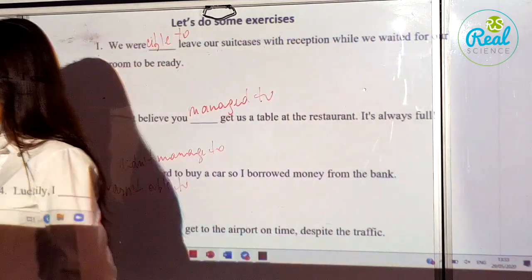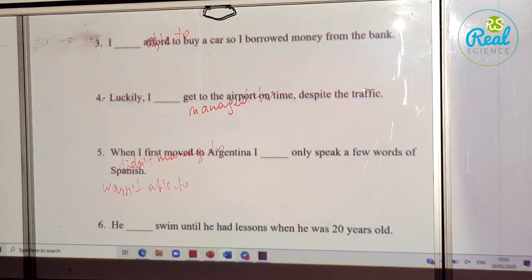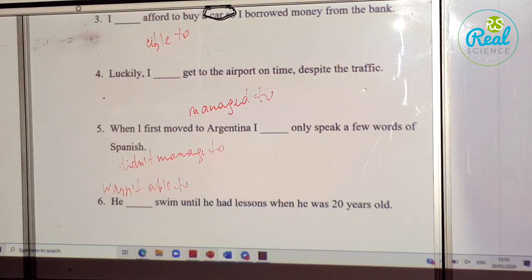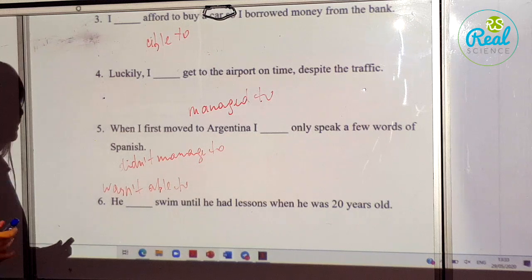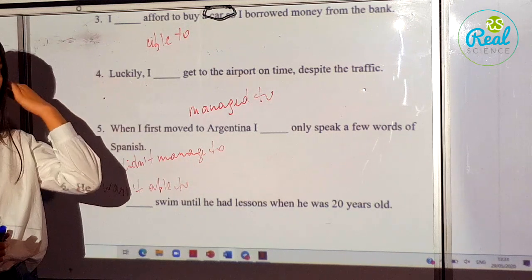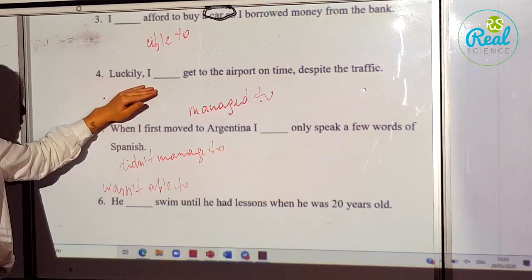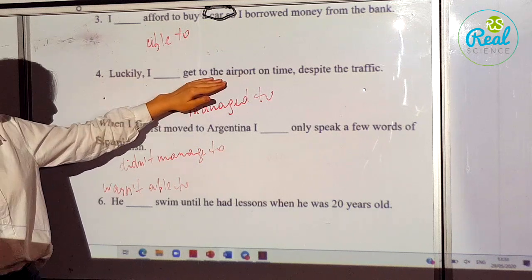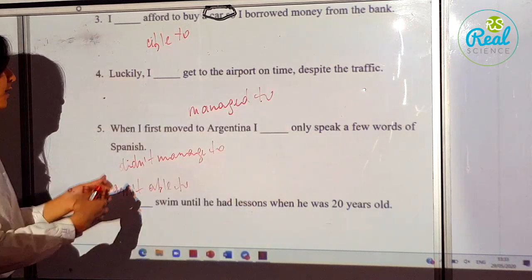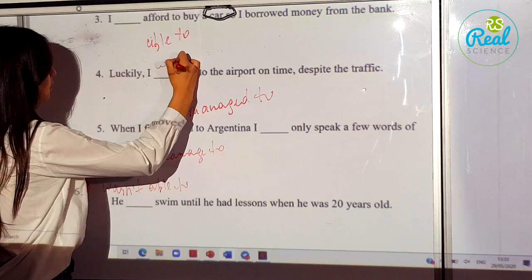Okay, let's move to the next one. So fourth. Who wants to do this one? Luckily, I was able to get to the airport on time despite... Very good. I was able to.